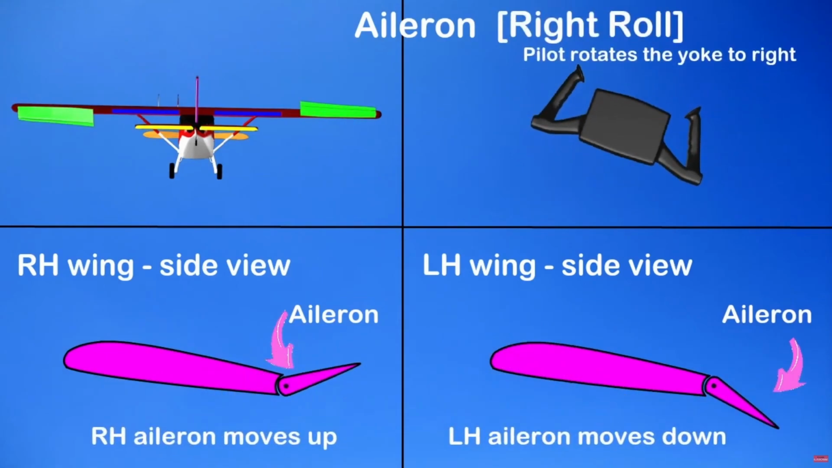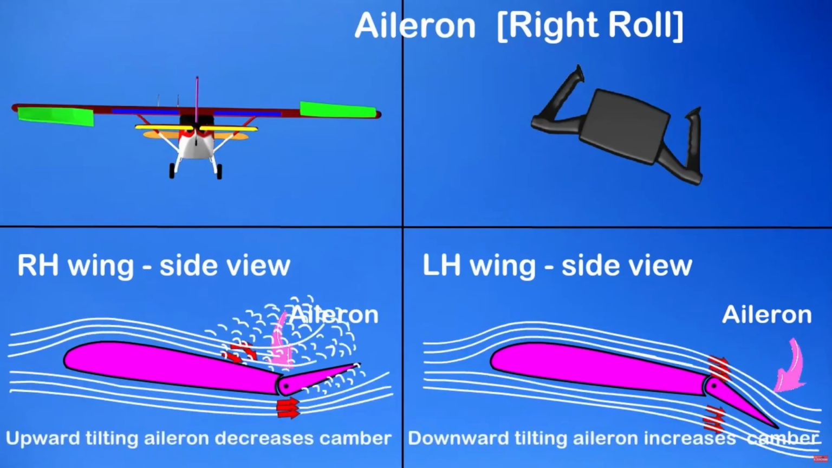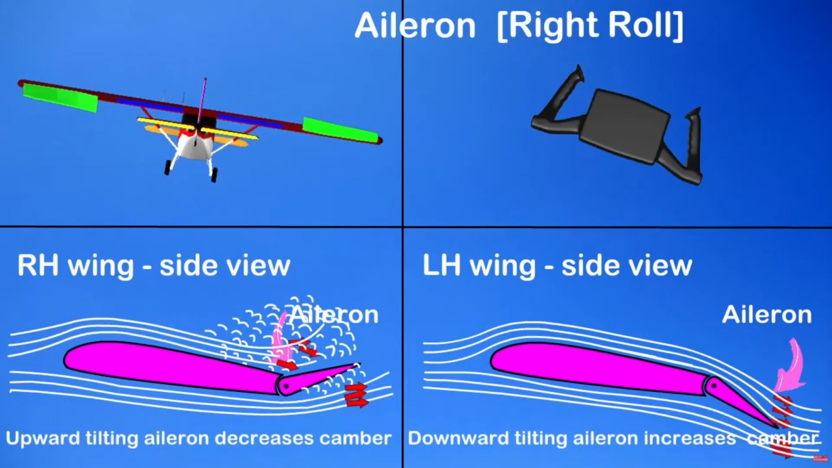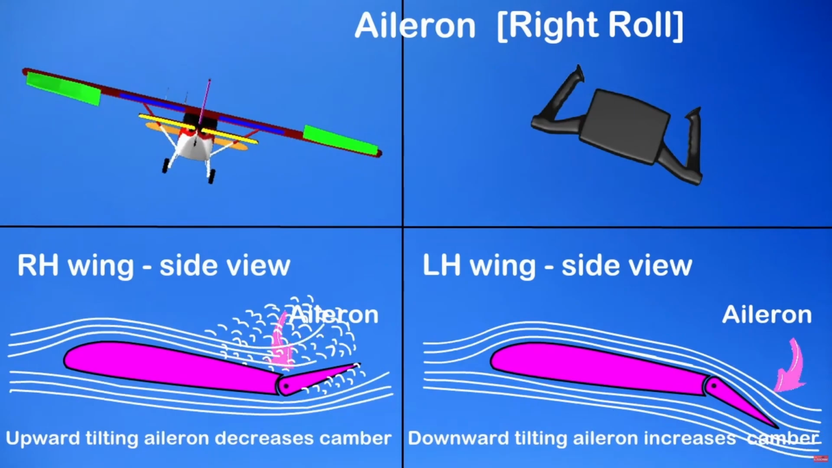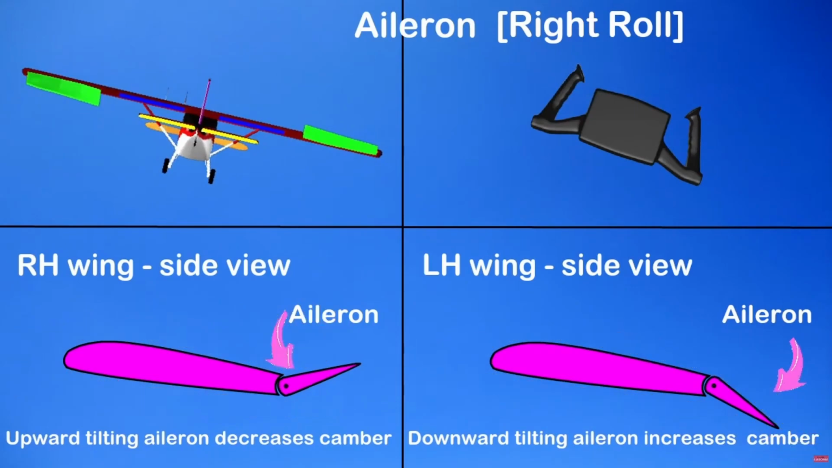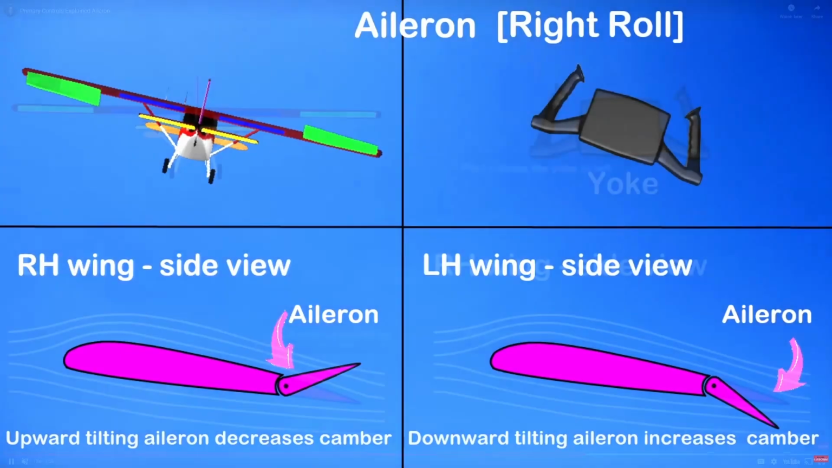That does a really good job of illustrating it. As you move the controls to the right, the right aileron lifts up, dumping lift, and the left aileron drops down, creating lift. This differential lift rolls the aircraft to the right.